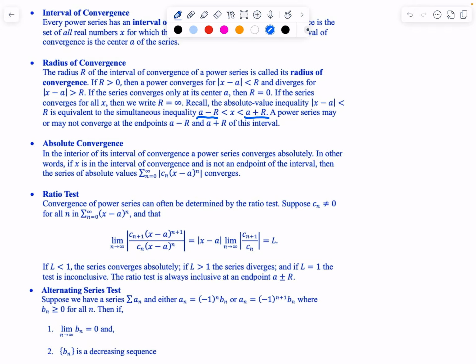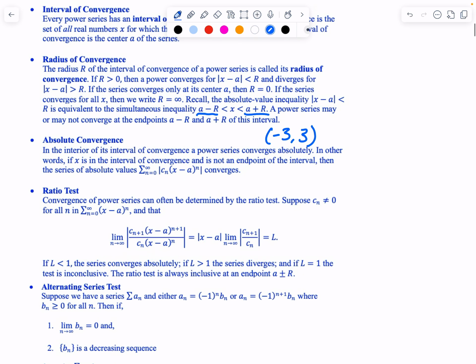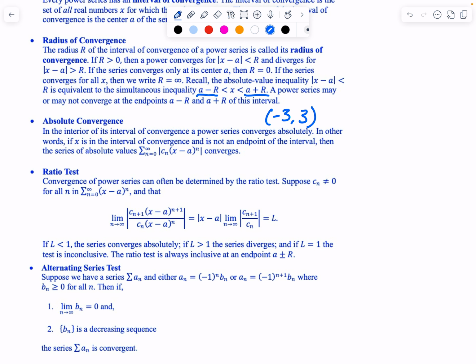What does that mean? If x is in the interval of convergence of the power series and is not an endpoint of the interval, so if we have an interval that converges from -3 to 3, everything inside that interval converges absolutely. If it converges absolutely, what we mean is that I could put absolute value around each term and add them up. That means absolute convergence. We're not going to touch it here, but just a reminder.